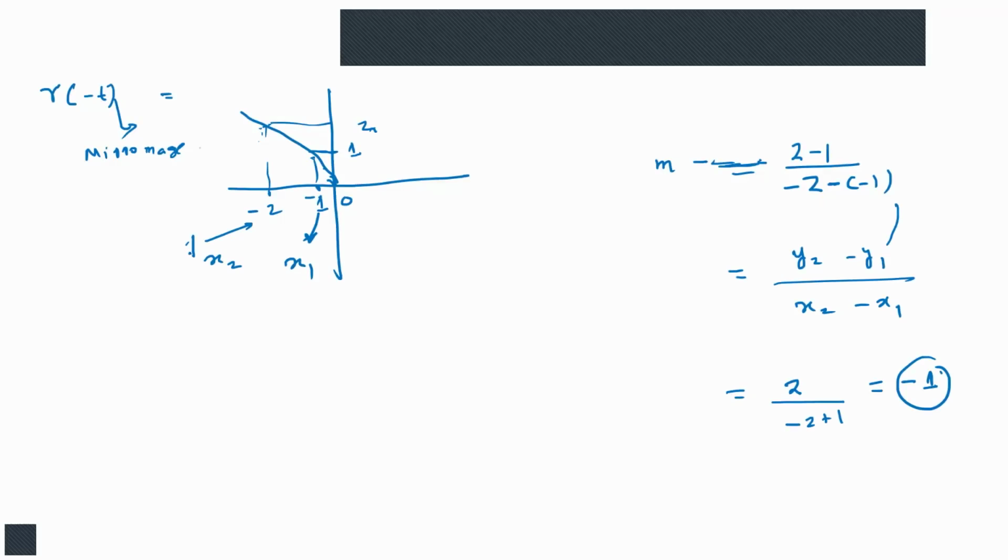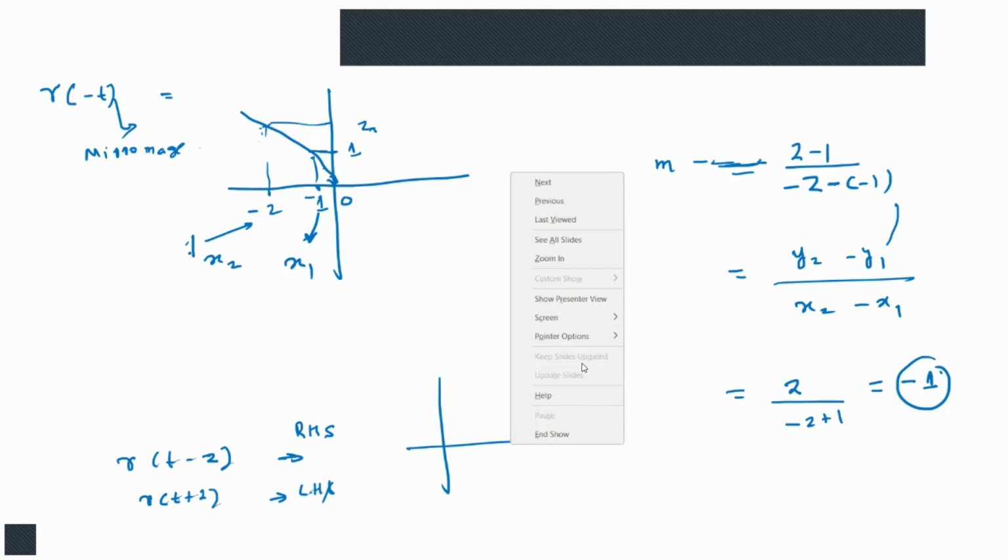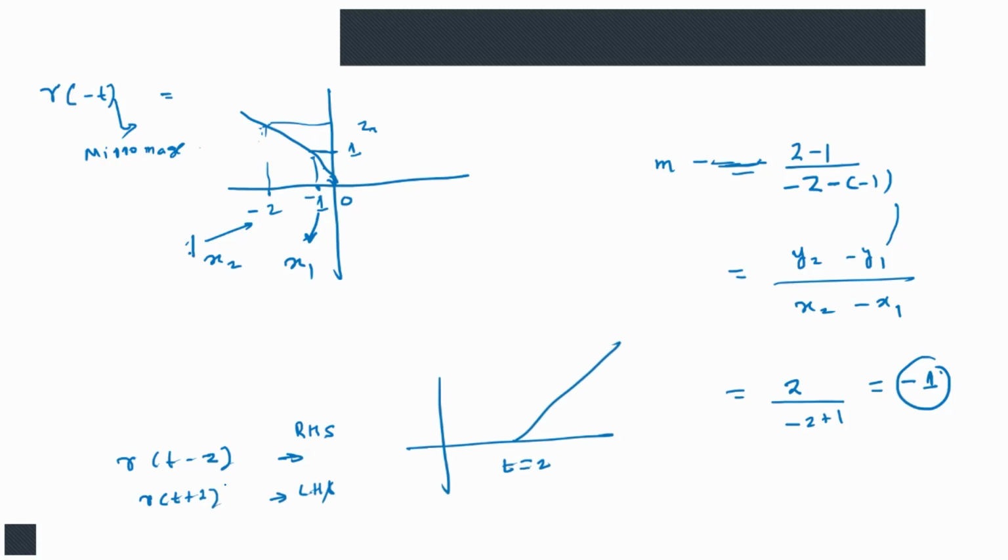And in the same way you can do right shift, left shift and check the slope. Suppose you want to write r(t minus 2), right? This will cause a right-hand side shift. If you want to write r(t plus 2), it will shift to the left-hand side, right? So now your ramp begins from here. The ramp begins from t equal to 2. This is where your ramp begins.